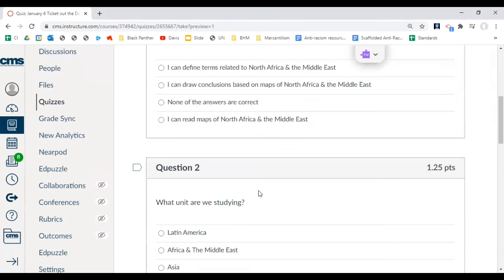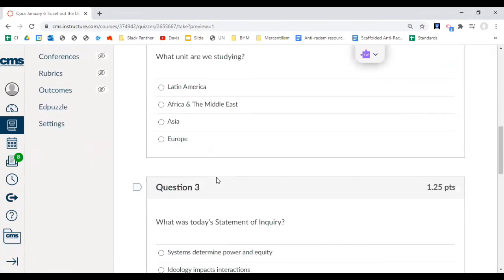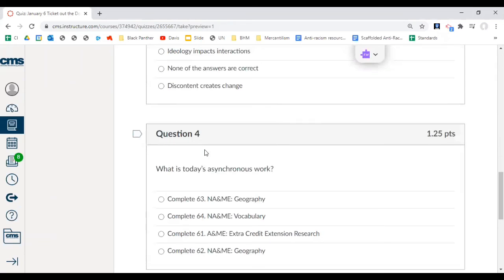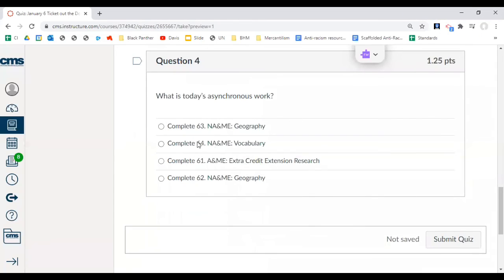Objective, units, statement of inquiry. Make sure you do that one. Remember, we changed that. We changed the unit. Then the asynchronous work. Don't get confused with the page numbers. That just confirms that you really understand what the focus of today was. That's what I want to make sure you know based on the ticket out the door. So please make sure that you do that now.